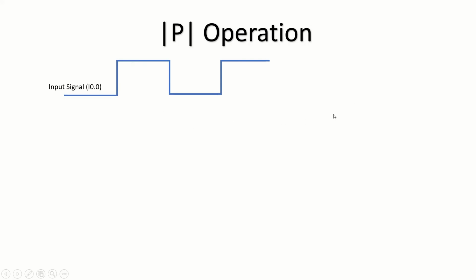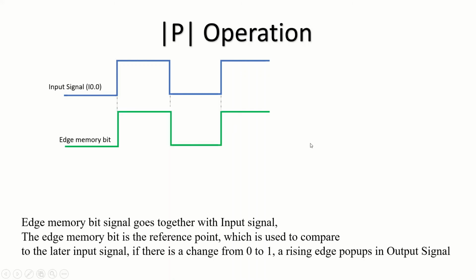This is the input signal edge, the input signal. We use I0.0 and we have the edge memory bit. The edge memory bit here goes together with the input signal. The edge memory bit is the reference point now, so it is used to compare to the later input signal. In the beginning, the input signal is not set to 1, so it is 0, and the edge memory bit will remember that.